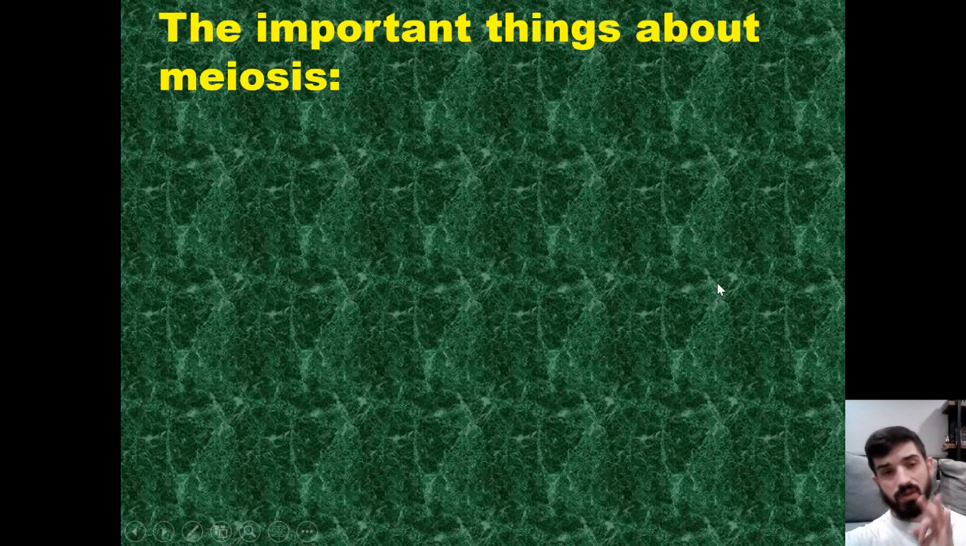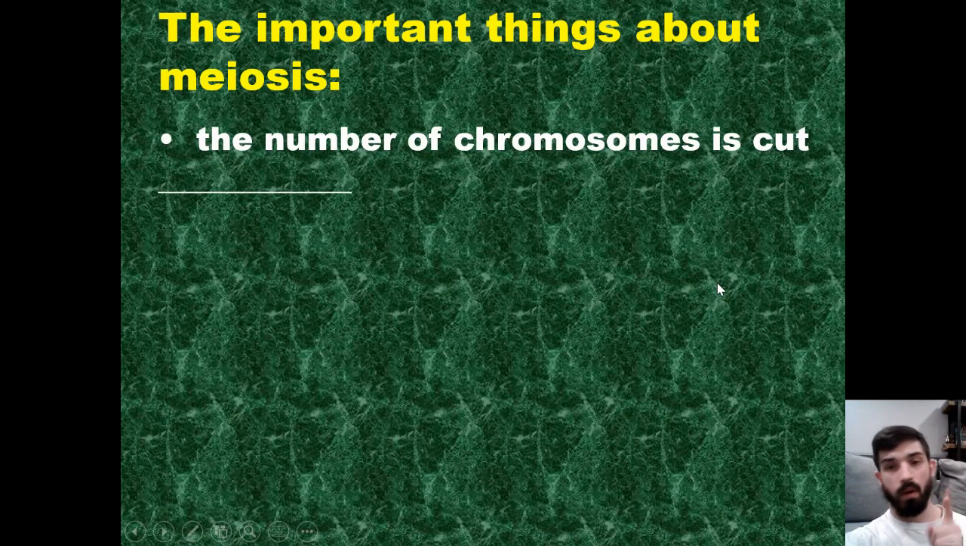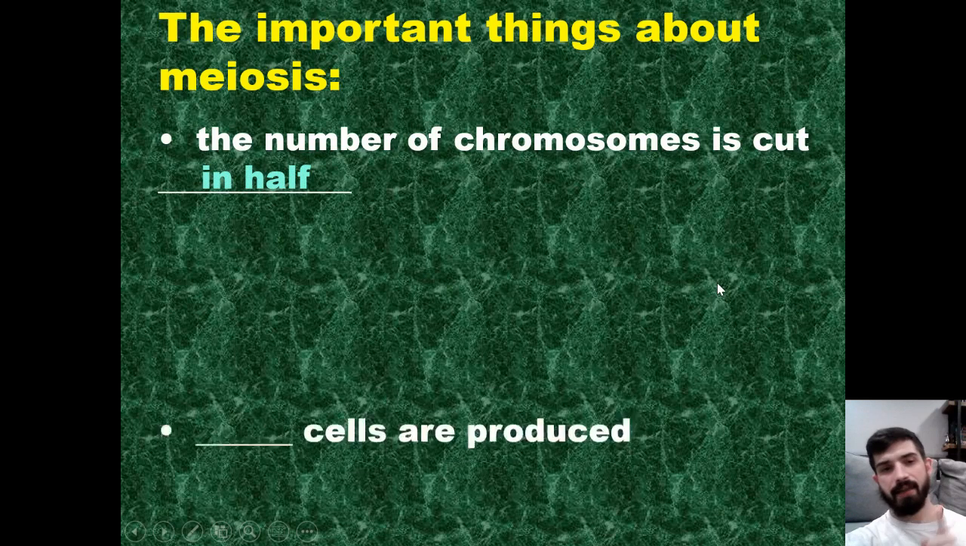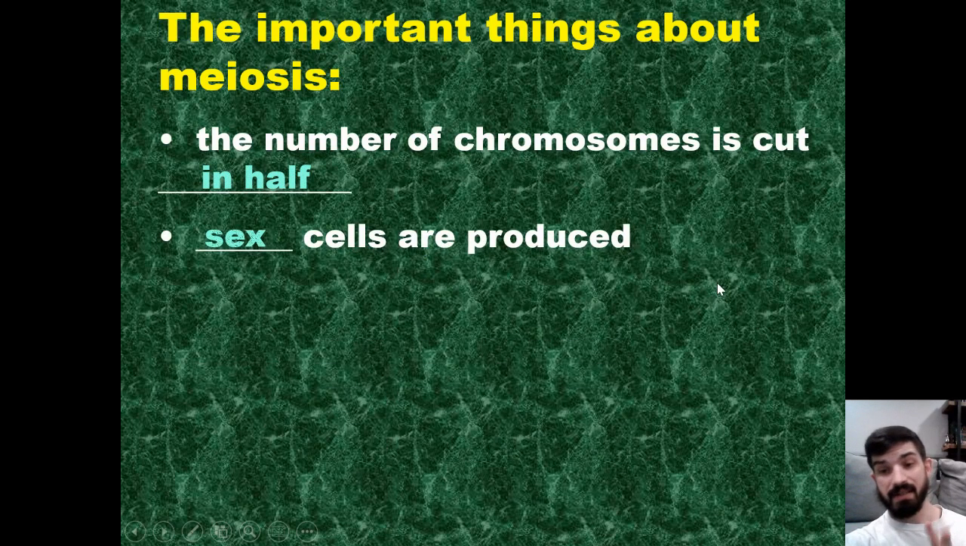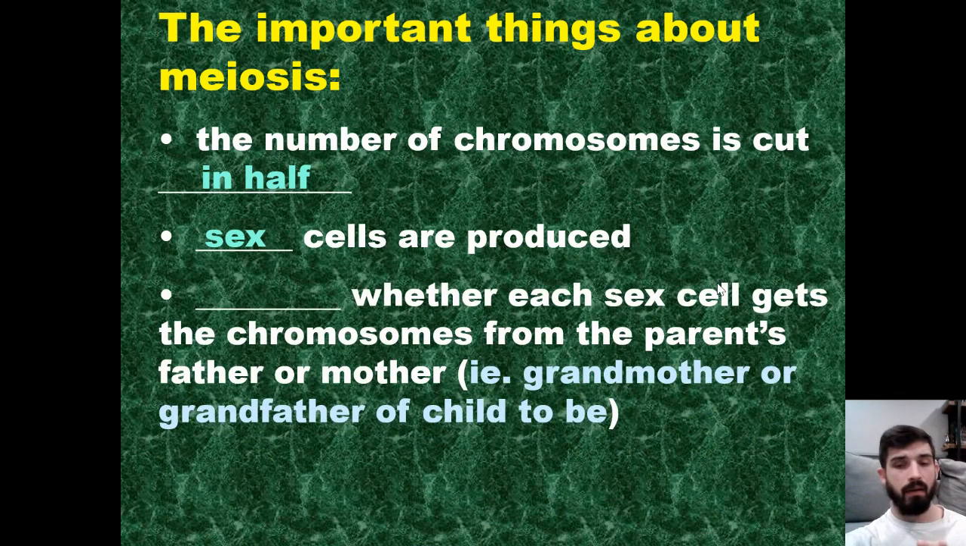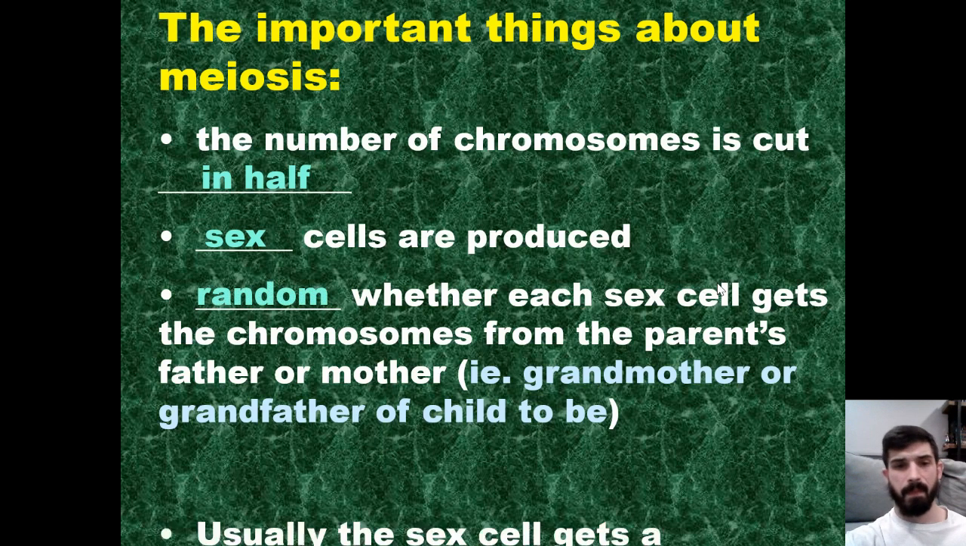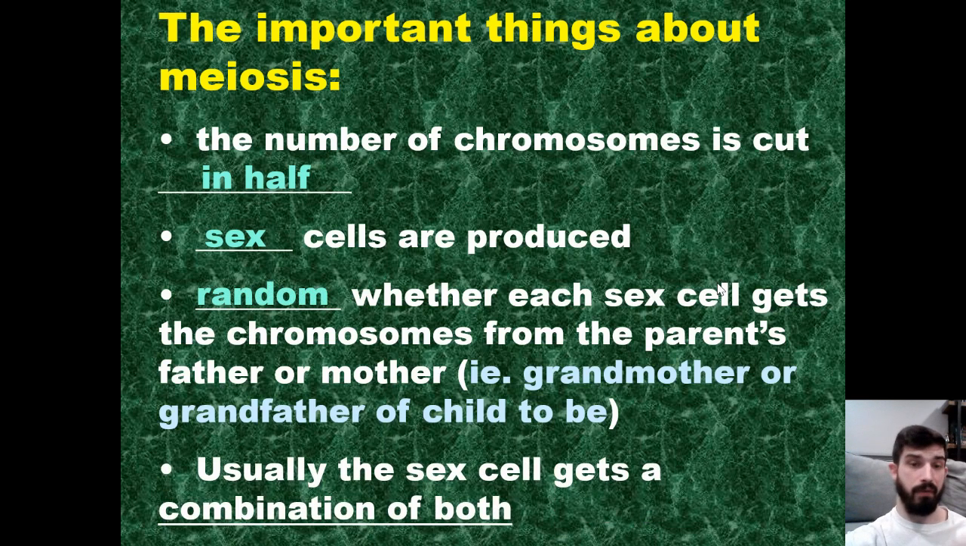3 most important things to remember about meiosis. 1, the number of chromosomes is cut in half. 2, sex cells are produced. And 3, whether or not you get DNA from your grandmom or grandfather is random, right? And then the 4th thing, usually sex cells get a combination from both.